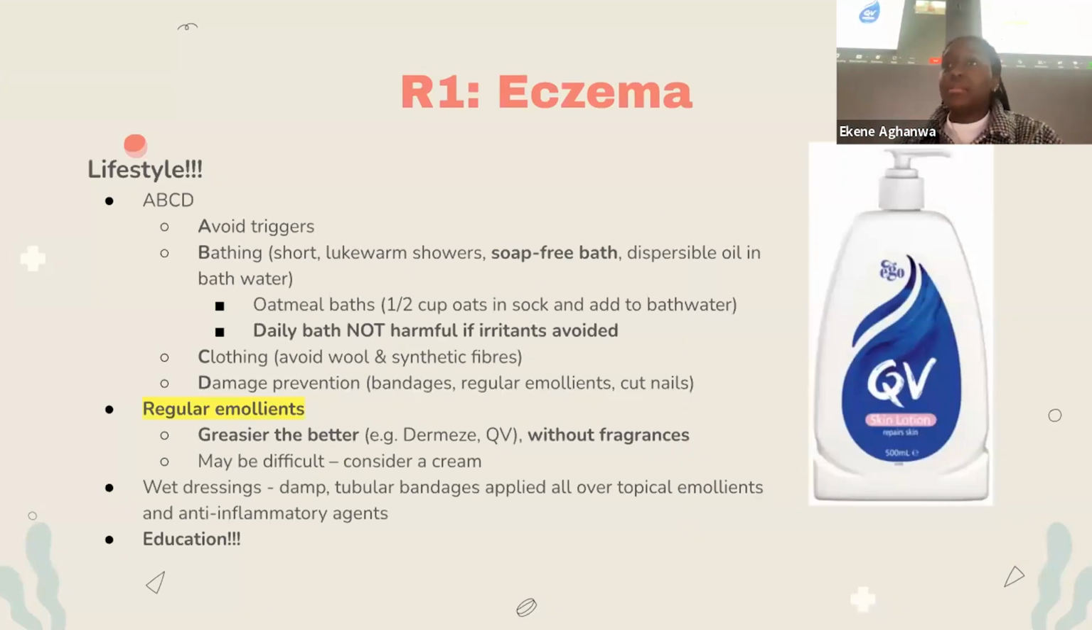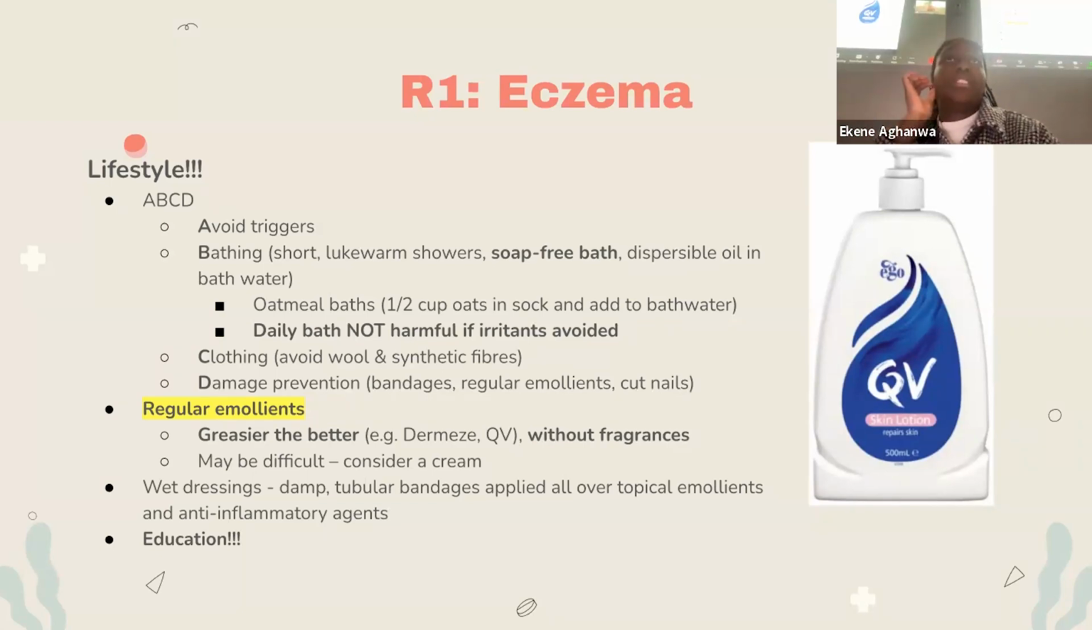Okay, so lifestyle. You want to tell the patient about avoiding triggers. For bathing, there's a tendency for patients to take really long hot showers because it provides relief. But you need to tell them to keep the showers shorter and take more lukewarm showers, and have soap-free baths as well, because too much soap can aggravate eczema. For clothing, you'll tell them about avoiding certain materials.